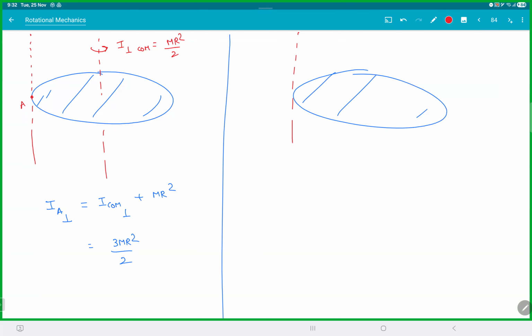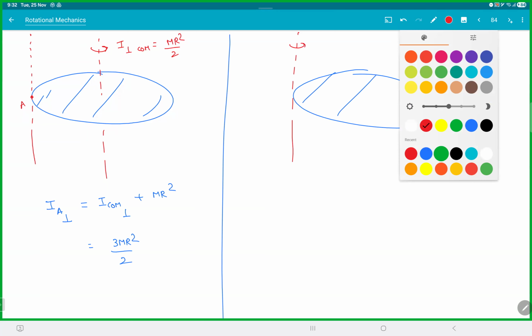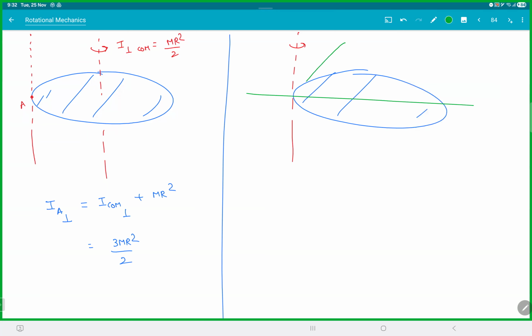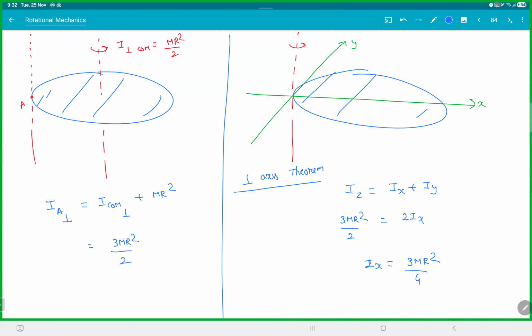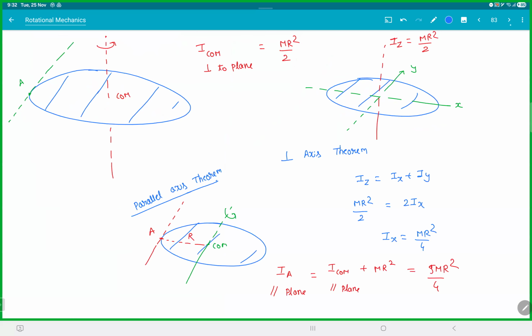Now I know about IA perpendicular. I will draw two lines here perpendicular to them. This is your x and this is your y. Now I will use the perpendicular axis theorem. And then I will say Iz is equal to Ix plus Iy. I know Iz is 3Mr square by 2. This is equal to 2Ix. I will get Ix is equal to 3Mr square by 4. But this is giving 5Mr square by 4.